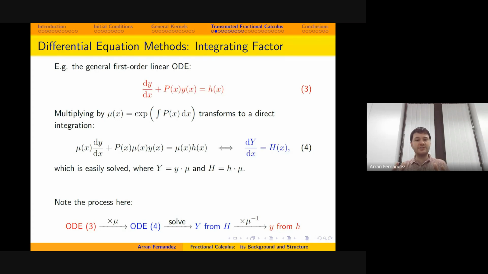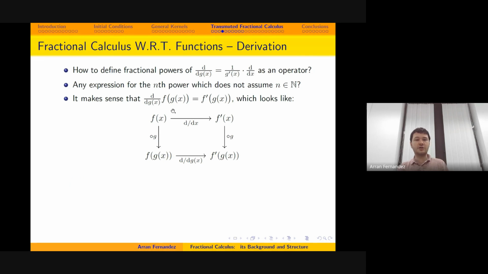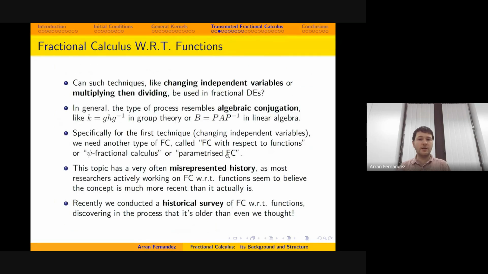So in both of these cases, we start with a problem, we do some process to get an easier problem, we solve the easier problem, and then we reverse the process. So let me show you this like a picture. So this is what often happens. You have some difficult thing on the bottom, you do a process to go up, you solve it easily, and you do the opposite process to go down again. So this is like algebraic conjugation. We see this in group theory, we see this in linear algebra.